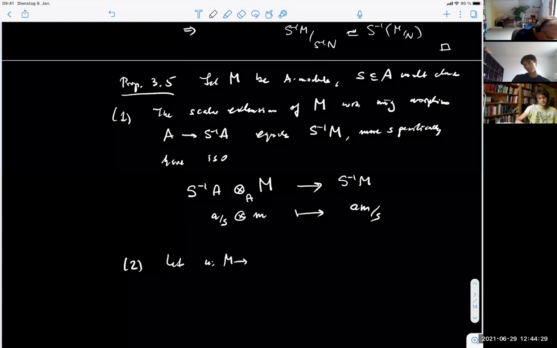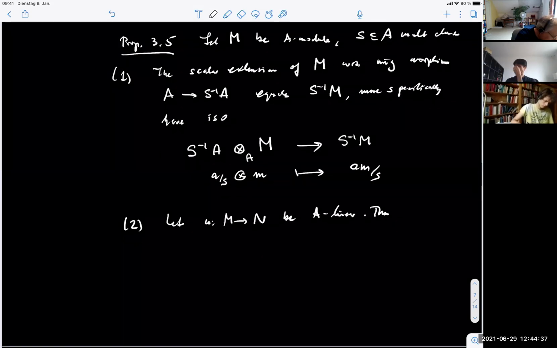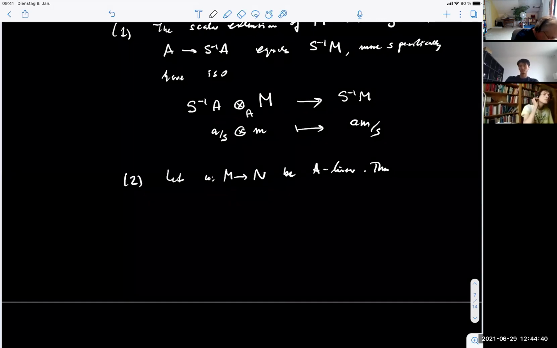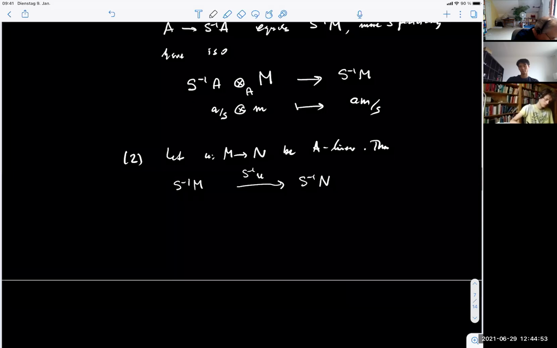So let u from M to N be a linear map. So I write the commutative diagram, which explains hopefully everything. On top, I write the localization map. So this is s to the minus 1 u. Then here vertically, here is the isomorphism of part 1. And I get an analogous one for N.